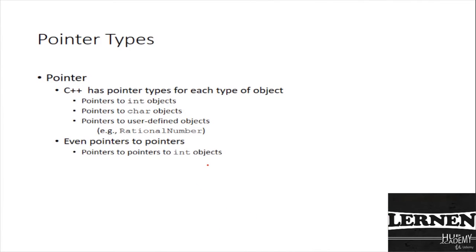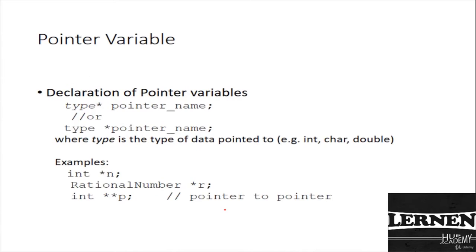And here you can see the pointer types. A pointer in C++ can point to an integer object, character object and user defined object like relational numbers, and every pointer can also be a pointer to pointer integer object, like an integer with double star. So this is called a pointer to pointer integer object.